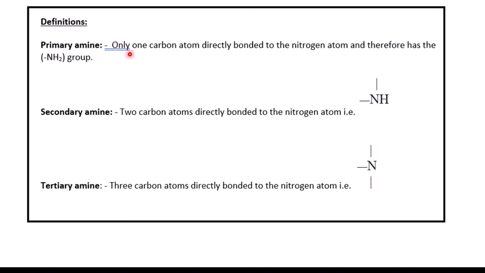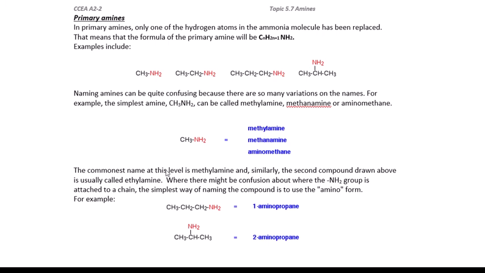So primary amine, only 1 carbon directly attached to the nitrogen, so therefore there's an NH2 group. Secondary, 2 carbons attached to the nitrogen, so it's an NH group. And then tertiary has 3 carbons, so therefore there's nitrogen with 3 alkyl groups attached to it. So on to the naming of them. Now, the general formula for the primary amines is CnH2n+1NH2, so that NH2 is the primary group.